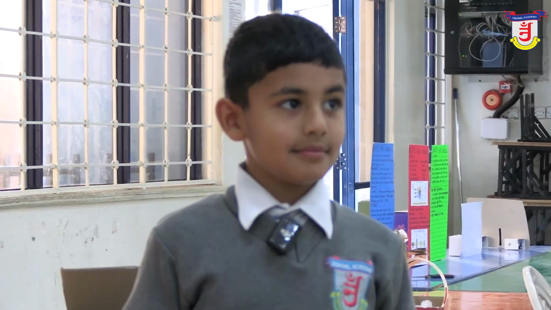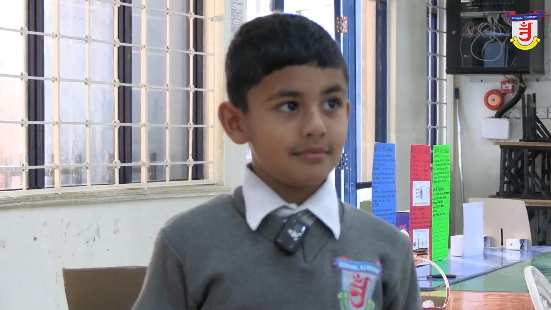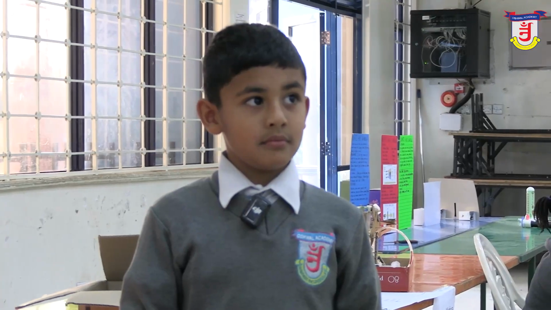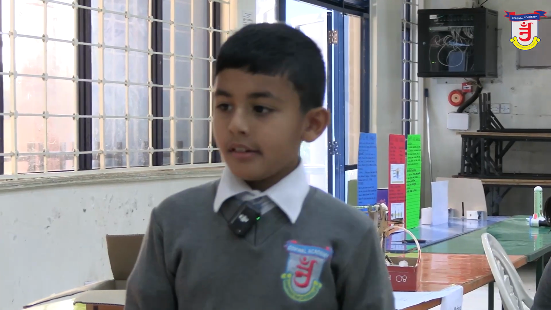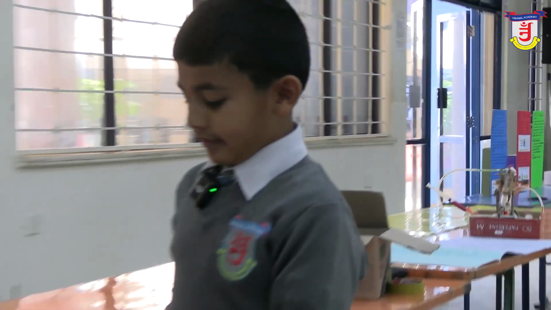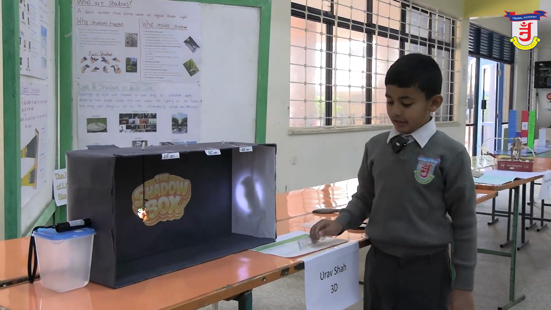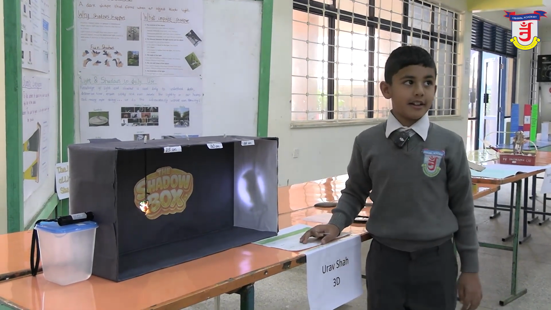Okay, as you can see, when you go further, the shadow gets a bit, the shape distorts a bit. How do you think you could improve that in your experiment? What changes could you make? I could have brought a digital ruler to make the measurements more exact.